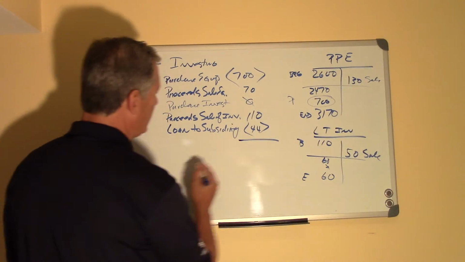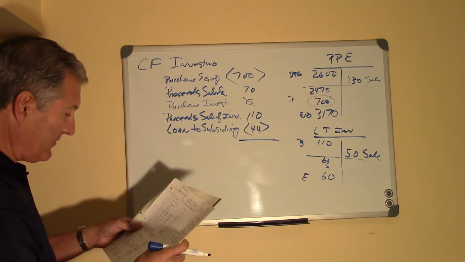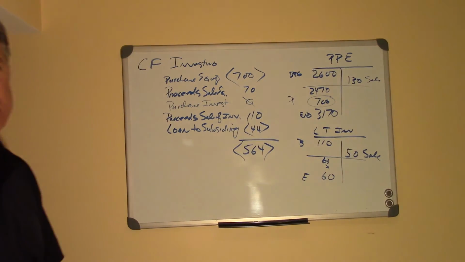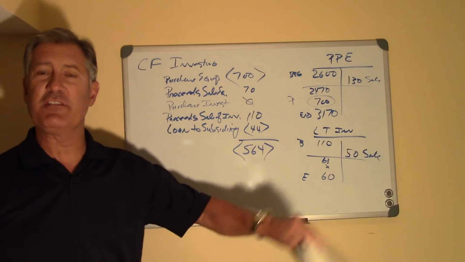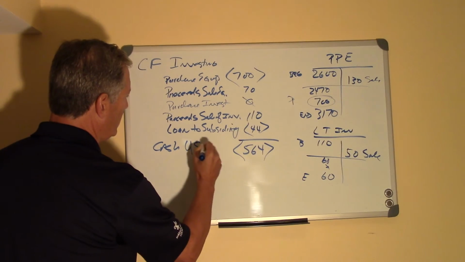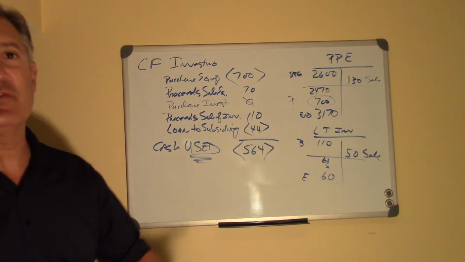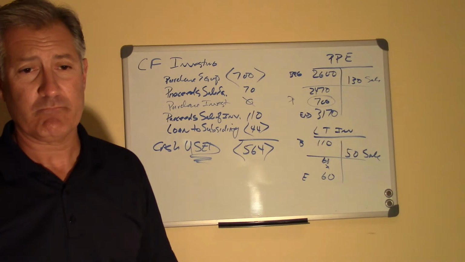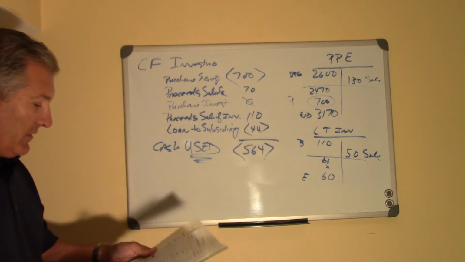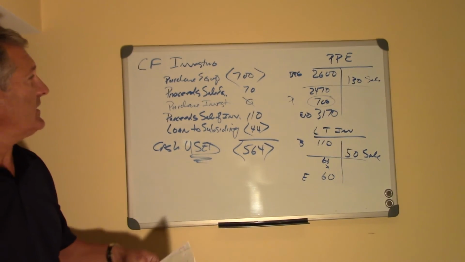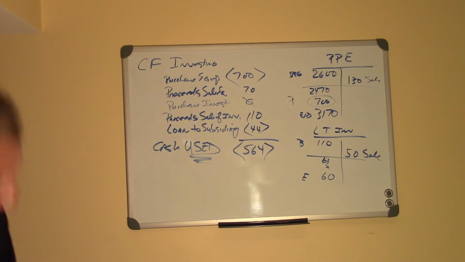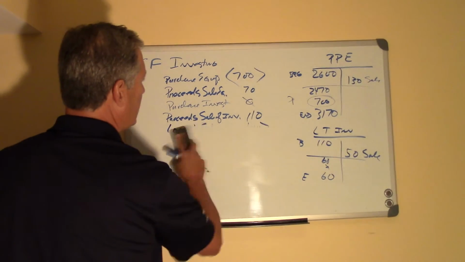Those are all the investing activities. We have a net balance here of 564. In brackets, right? A negative 564, which represents what? Cash used, right? Cash used in investing activities. That's the second section. What's the third section? The third section is cash flows from financing activities. So let's erase this and take a look at that section.